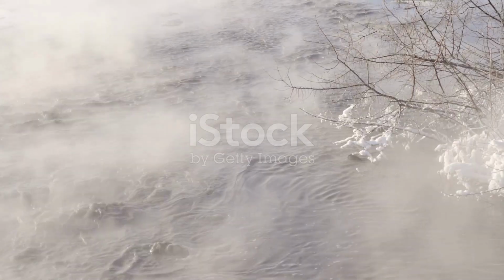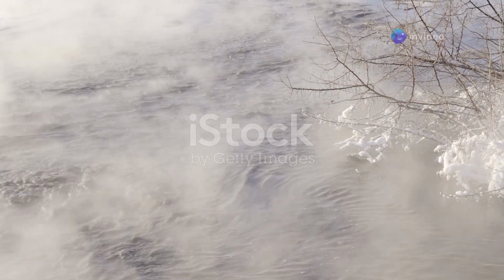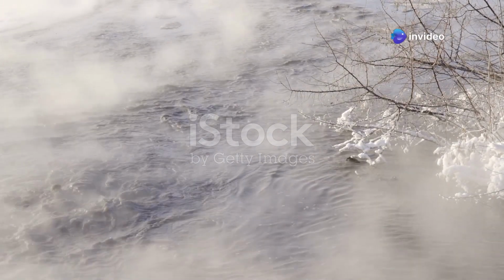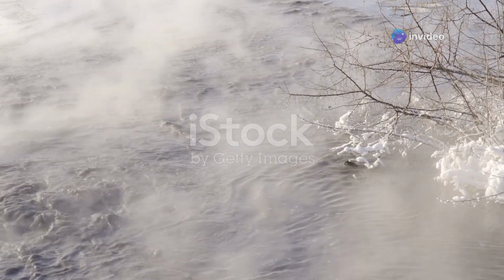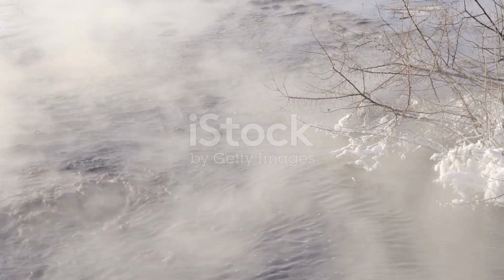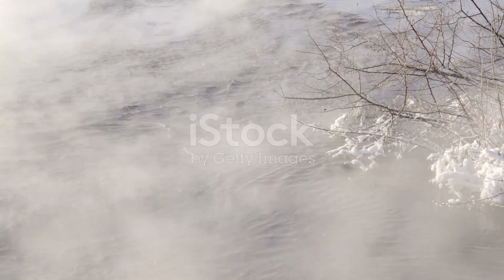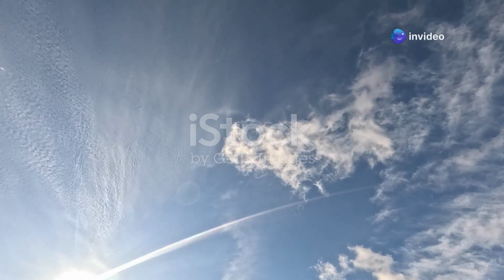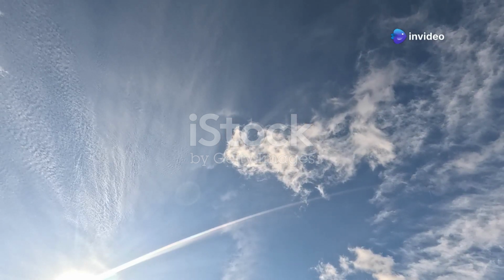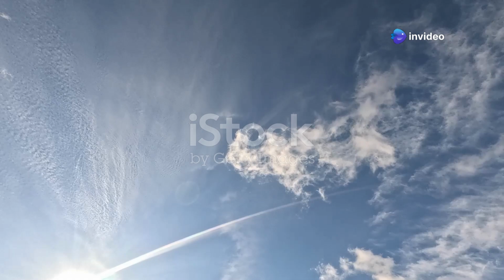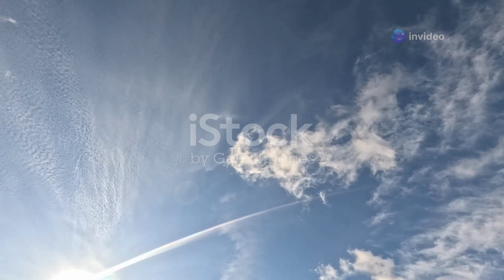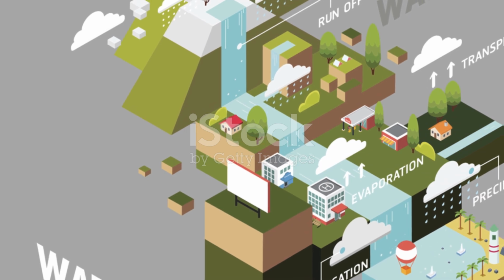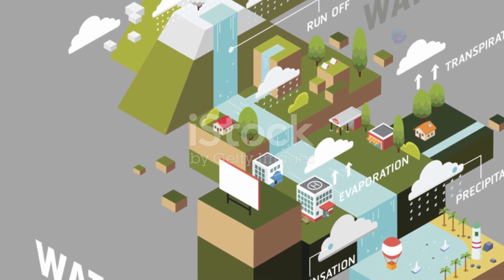First up, cloud formation. Water evaporates from oceans, lakes, and even the ground, rising into the atmosphere as water vapor. This is the first step in the water cycle, a continuous process that recycles Earth's water supply. As it climbs, it cools and condenses on tiny particles like dust or pollen, forming clouds. These particles act as nuclei, around which water droplets can form. This is a key part of the water cycle. Without these particles, clouds wouldn't form, and we wouldn't have rain or snow.